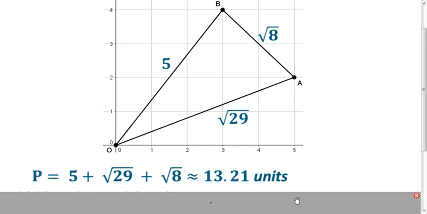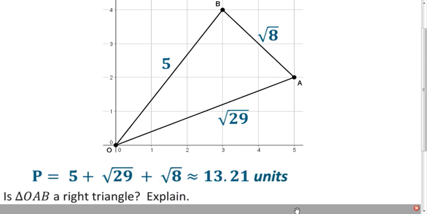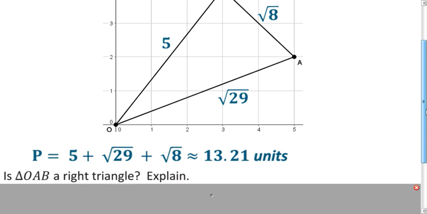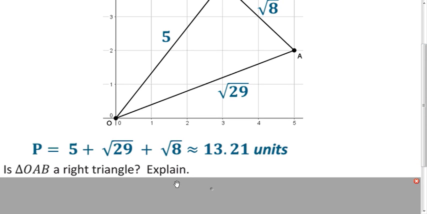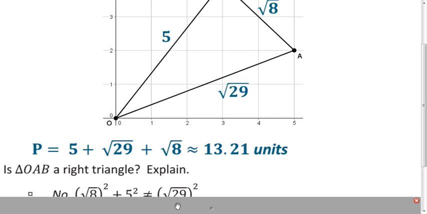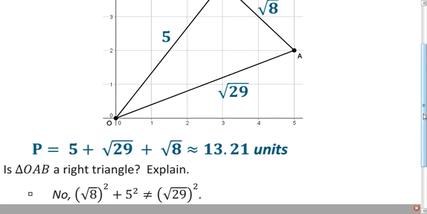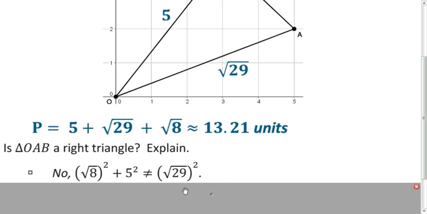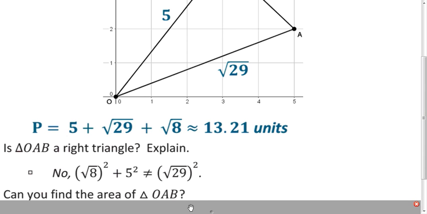Okay, is our triangle a right triangle? Well, we know multiple ways to check this. We already have side lengths, so let's check using the converse of the Pythagorean theorem. Right? If it satisfies the Pythagorean theorem, then it's a right triangle. If it doesn't, then it's not. Now, unfortunately, when we substitute, it does not check out. So it is not a right triangle.